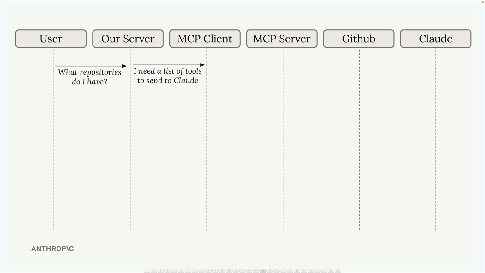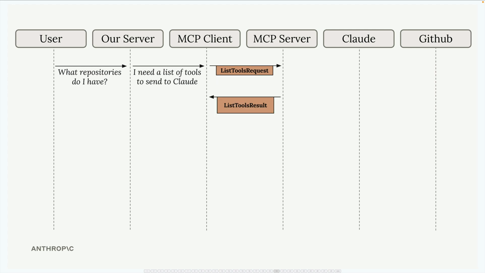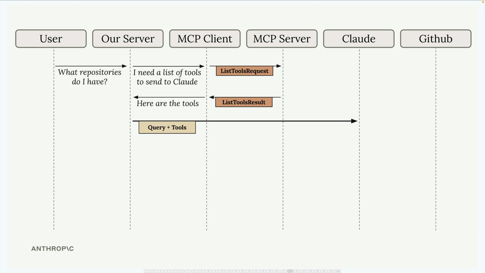So it's going to ask the MCP client to get a list of tools. The MCP client, in turn, is going to send a list tools request off to the server, and the server will respond with a list tools result. Now that our MCP client has a list of the tools, it will give that list of tools back to the server. And now our server has everything it needs to make an initial request off to Claude. It has both the original message from the user and a list of tools to include. So our server can make a request off to Claude with that query and the set of tools.